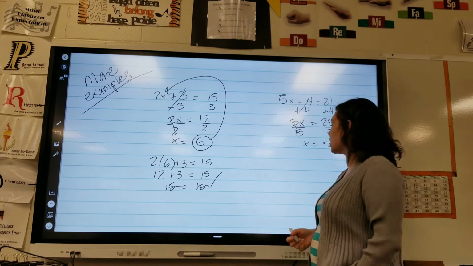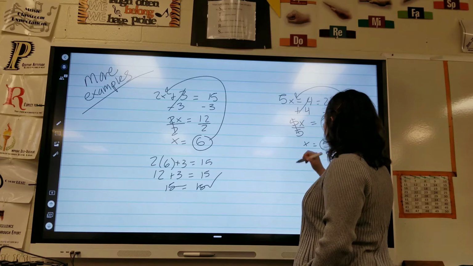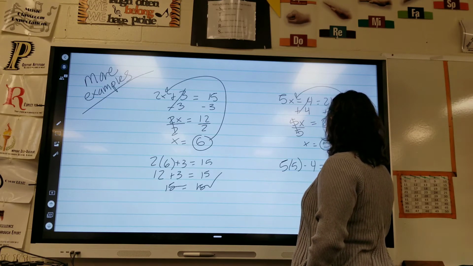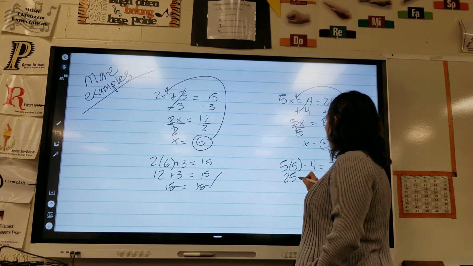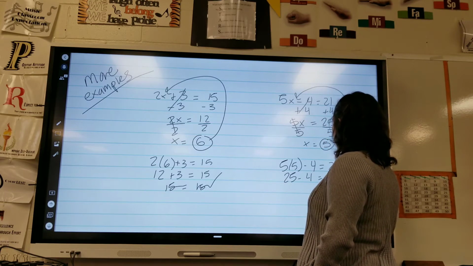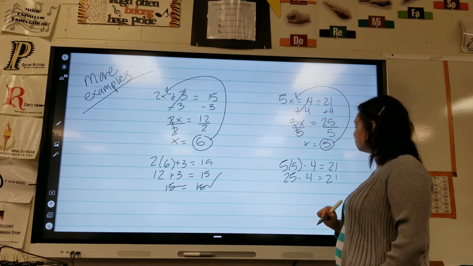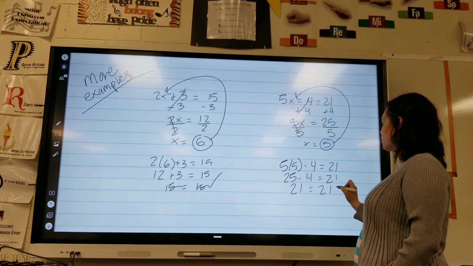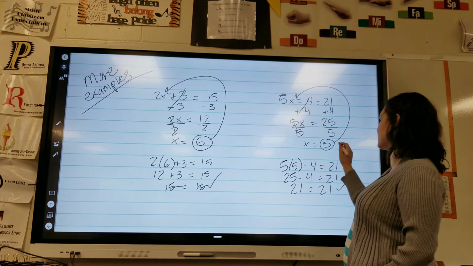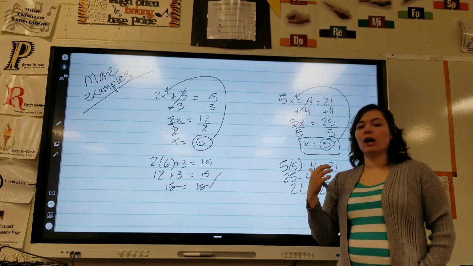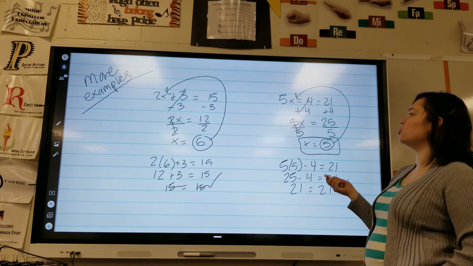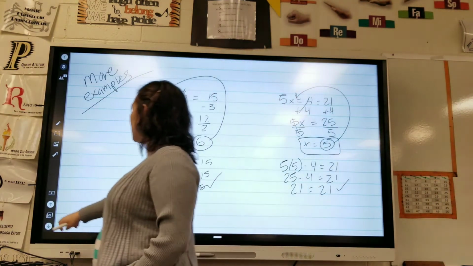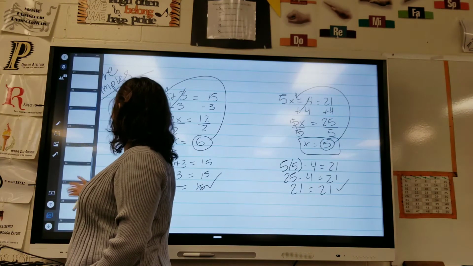But again, we always check our answer, so we take that 5 and we plug it in for x. 5 times 5 minus 4 equals 21. 5 times 5 is 25, minus 4 equal to 21. Oops, I put 20. 21. Yes, 25 minus 4 is 21. Therefore, 21 equals 21, and it works out. X is equal to 5. So, this is another example of how you can use both the additive property and the multiplicative property. Let's do some more examples as we move along here.